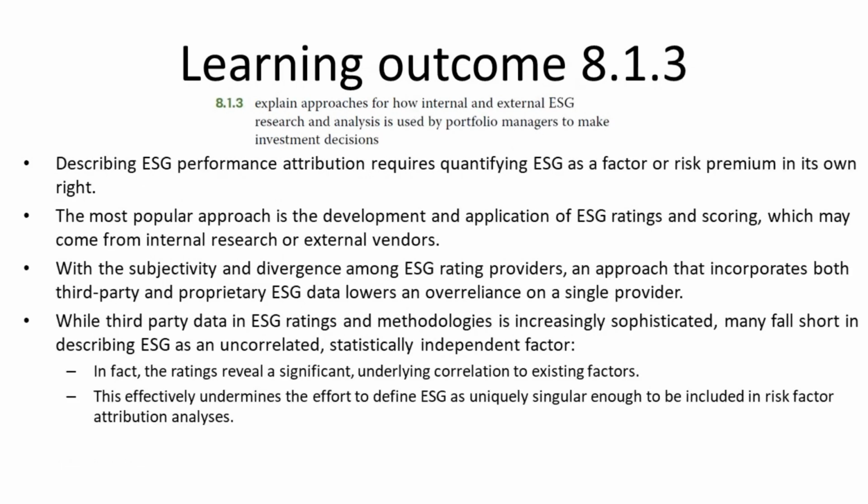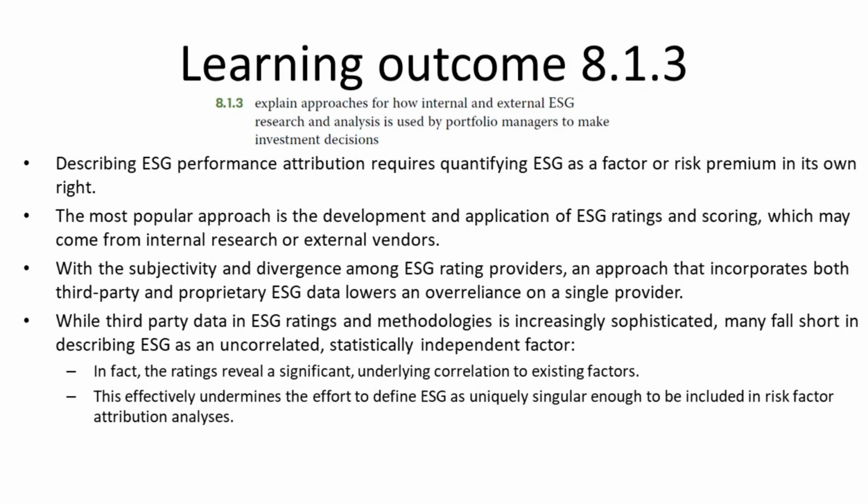So number 3, explain approaches for how internal and external ESG research analysis is usable by PMs to make investment decisions. Describing ESG performance attribution requires quantifying ESG as a factor of risk premium in its own right. And the most popular approach is the development of an applicable ESG rating and scoring that may come from internal research or external vendors.